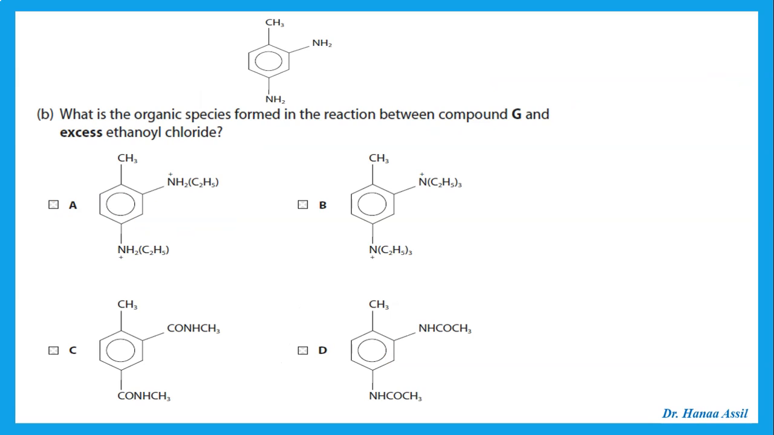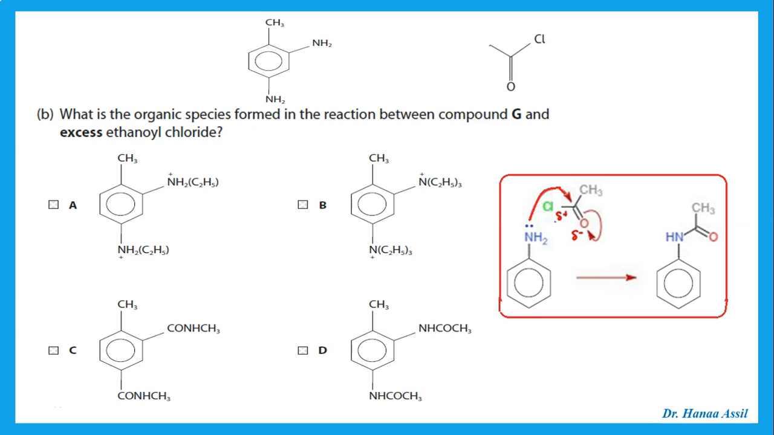What is the organic species formed in the reaction between this compound and excess ethanoyl chloride? You should know that amines react with ethanoyl chloride. This is the structure of ethanoyl chloride. Amines will react with ethanoyl chloride so that the NH2 part becomes NHCOCH3. And if we have excess ethanoyl chloride, then both amines will become NHCOCH3. This is how we add a group to the amines.